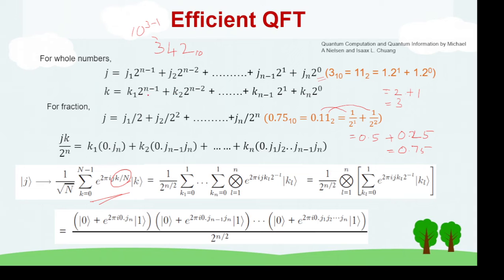Let us see which ones. When we multiply j and k, if we start with k1, when you multiply k1 with each of the terms given in j, you will note that all the terms will give a whole number except this one. It's because this has 2 to the power of 0, and we have 2 to the power of n minus 1, and together they will give 2 to the power of n minus 1. Since we divide by 2 to the power of n, we will get a fraction, which we represented as 0.jn. This is nothing but 1 by 2.